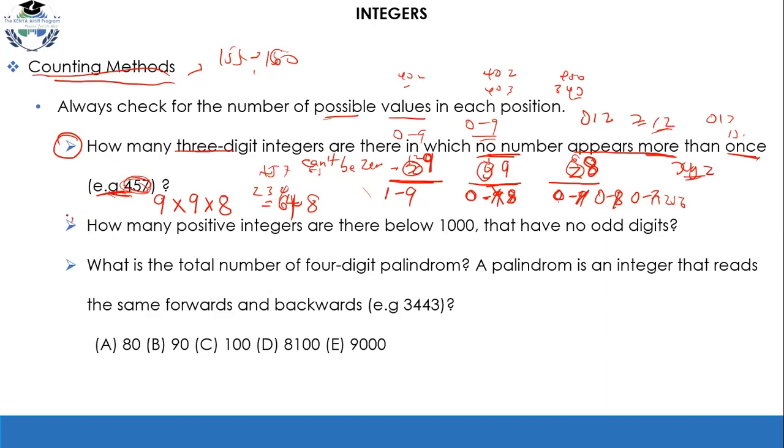Let's do the second question here. Question 2: How many positive integers are there below 1000 that have no odd digits? This is an interesting question. Are we able to figure it out? We've used an example like what I've taught you here.